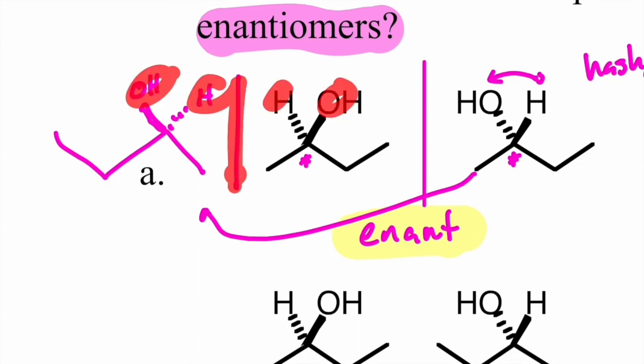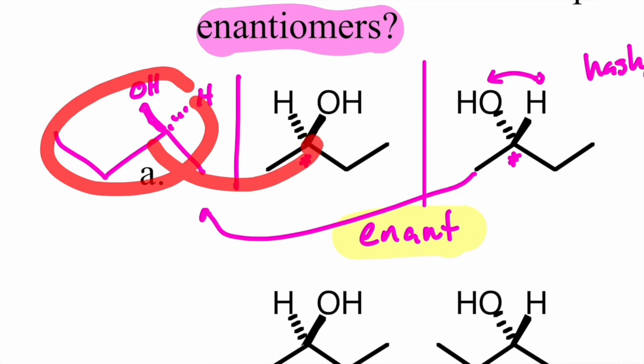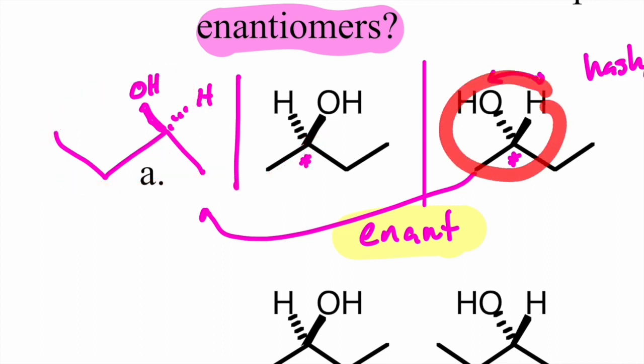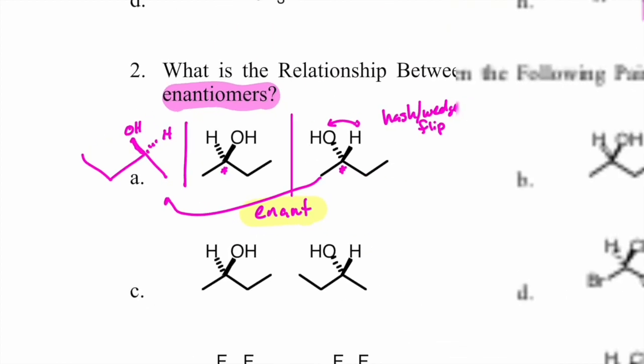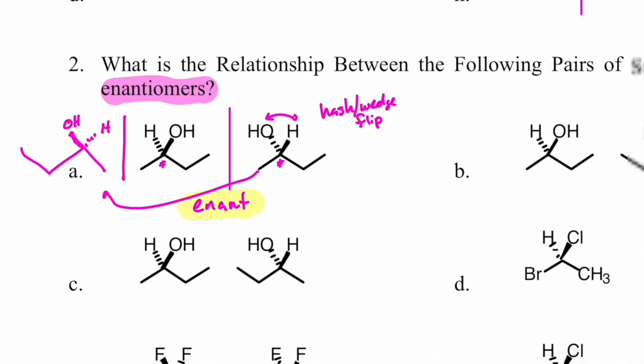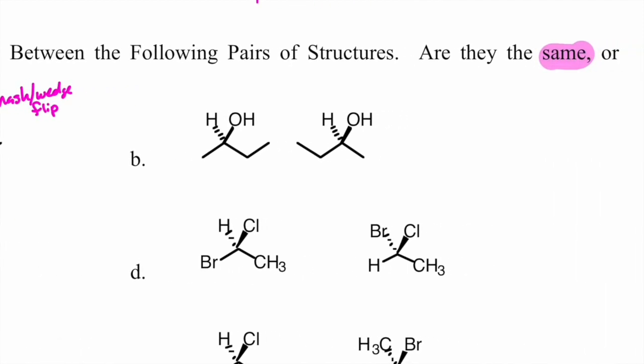Now this looks like a mirror image, but they're not the same. If I place this on top of it, I can't superimpose it. It's the same mirror image, but they're not the same compound. So that's why they're considered enantiomers. They're mirror images of each other, and they cannot be superimposed on top of each other.